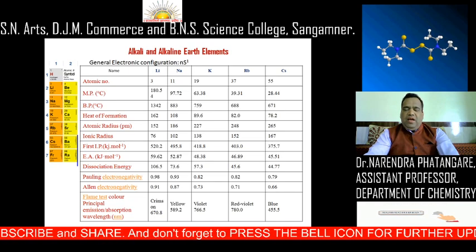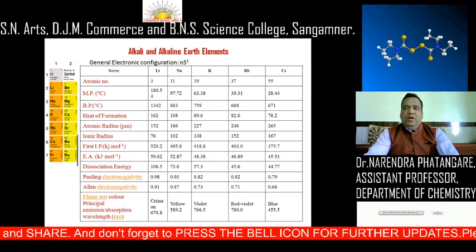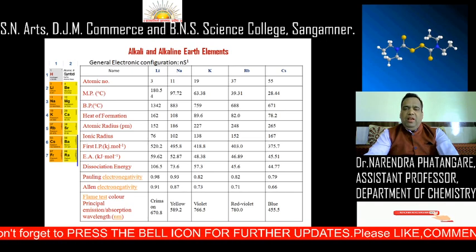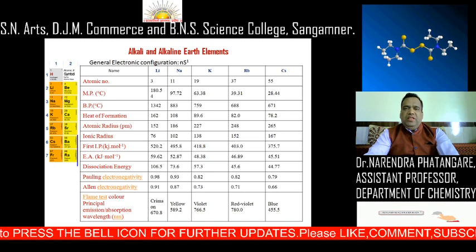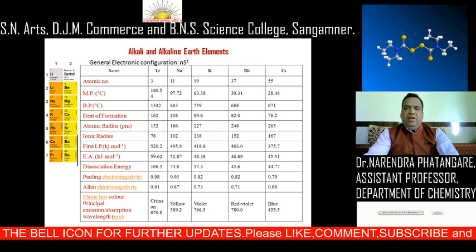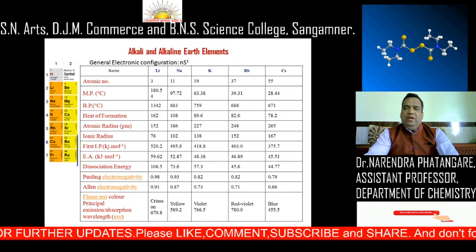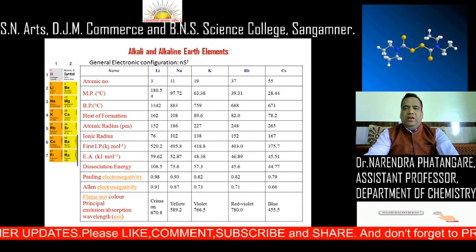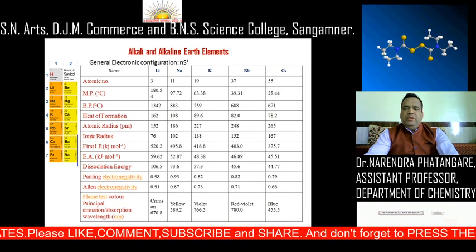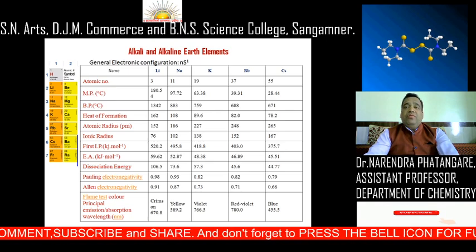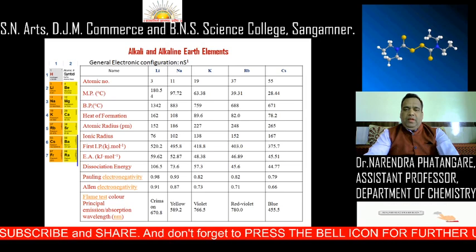That means I have given you the nature of color change in the flame. Whenever lithium is put in a flame, it shows crimson color, while sodium shows yellow, potassium shows violet, rubidium shows red violet, and cesium shows blue color, on the basis of their different wavelengths.